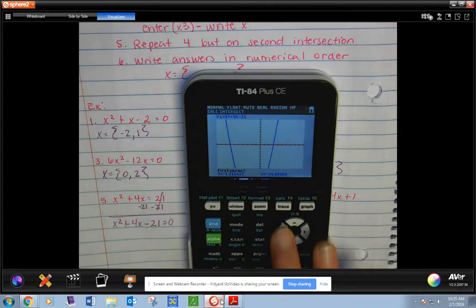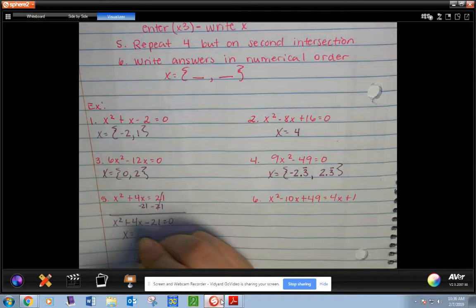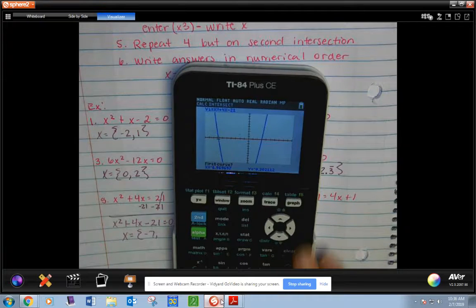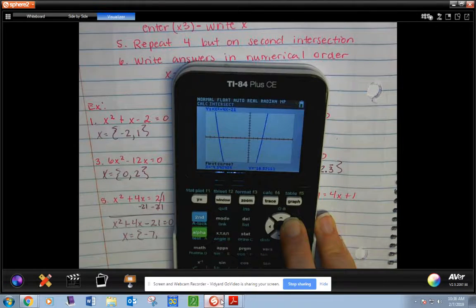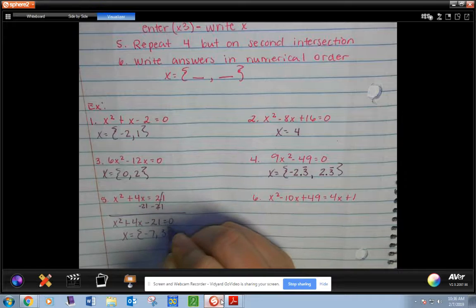And then moving my cursor until I see it close over here. It's starting to show up. Oh, that one was better. So I'm going to do enter, enter, enter. And it tells me that x equals -7. Now I repeat second trace 5. Move my cursor all the way back over to the other side. There it is. Enter, enter, enter. And they tell me that the intersection is x equals 3.